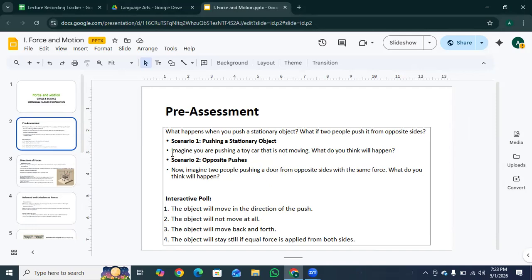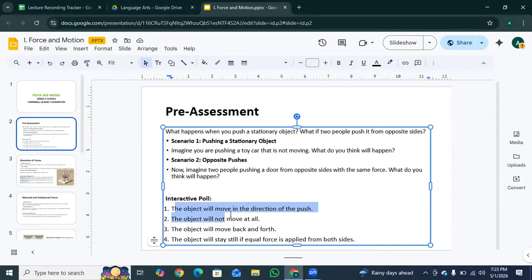You are applying an unbalanced force. So what do you think will happen? Yes, you can say that the car will start moving in the same direction that you are pushing it. So we can say that the object will move in the direction of the push.